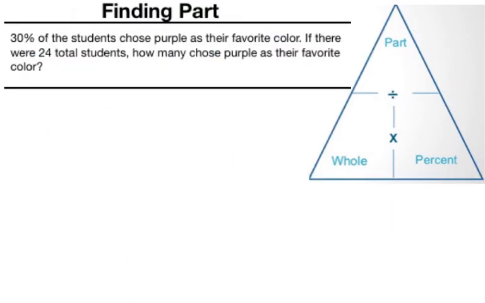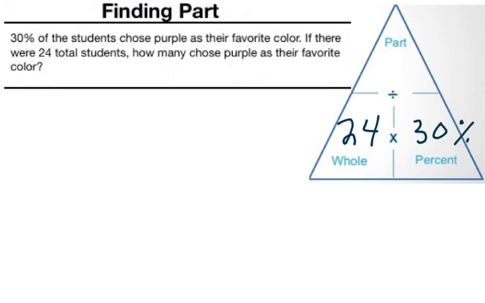All right, let's look at the next one. Finding the part. 30% of students, so we're looking for the part. This says 30% of students chose purple as their favorite color. If there were a total of 24 students, how many chose purple as their favorite color? Fill in our triangle here. 30% of students, that's our percent, so I'm going to put 30% in there. There were 24 total students, so we know the whole is 24. How many chose purple? This is finding the part.